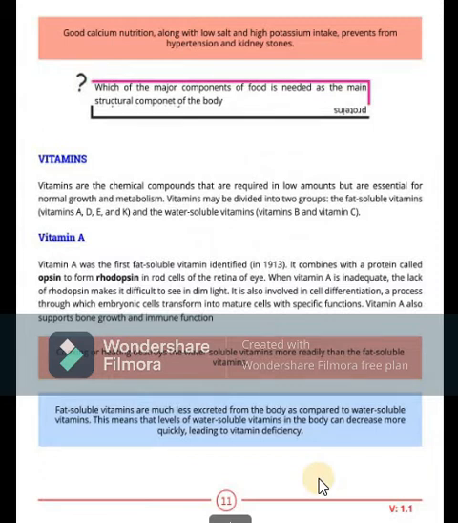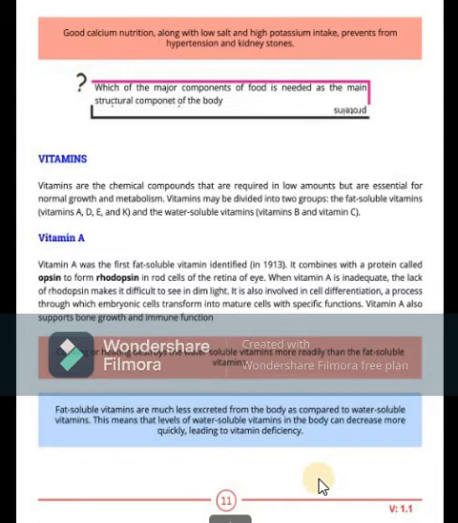Then vitamins. Vitamins are also an important component. There are two types of vitamins: the fat-soluble vitamins and water-soluble vitamins. Fat-soluble vitamins are vitamin A, D, E, and K, while water-soluble vitamins are B and C.